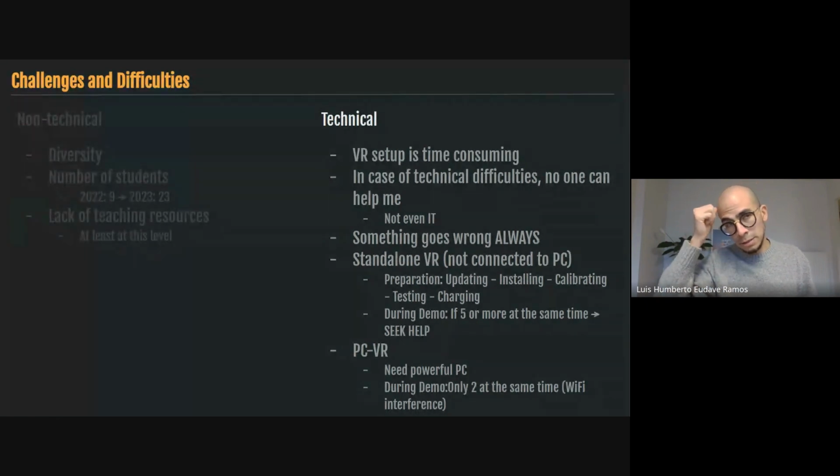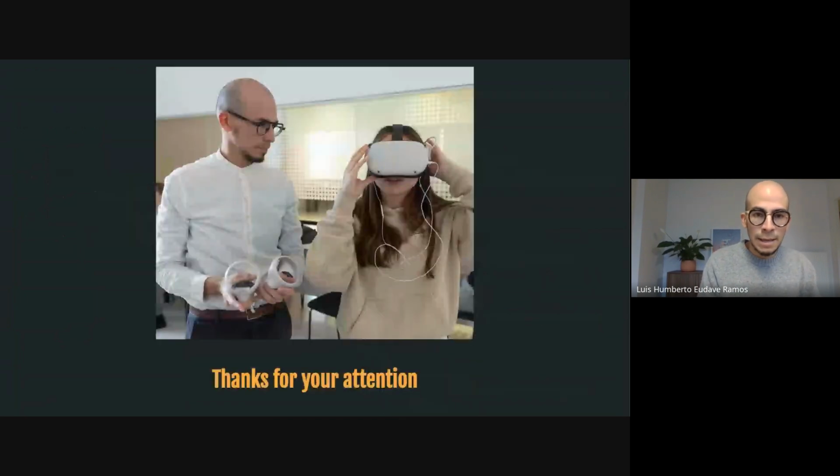And also something that I found out this year was that you cannot use wireless setups. That means connecting the virtual reality headset with the computer via Wi-Fi, more than 2 at the same place, because there's going to be a lot of interference and it's not going to work. So if you are planning to do this with 2 or more people, you have to set them very far away. Otherwise, it's not going to work. And I found out about that this year, and I had to improvise in the moment to solve this problem during a class.